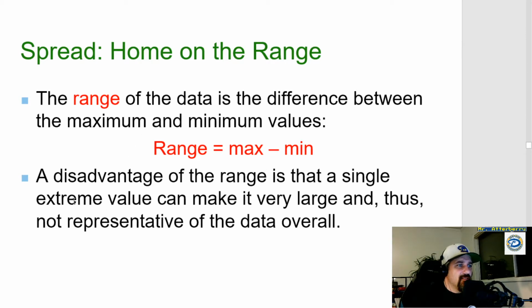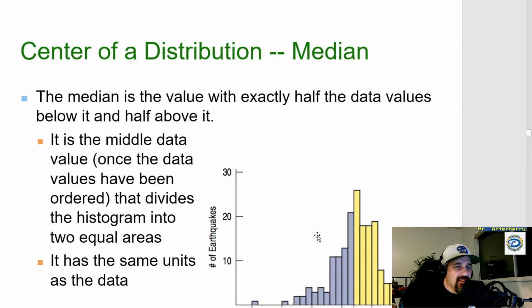The disadvantage of the range is that a single extreme value can make it very large and thus not representative of the data overall. If most of your data is here, but the range is way over there, it doesn't really tell you a good story. Okay, but that's okay. It's still just more information.